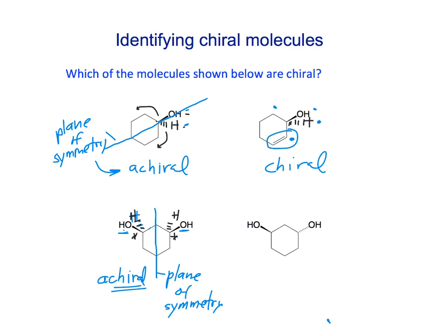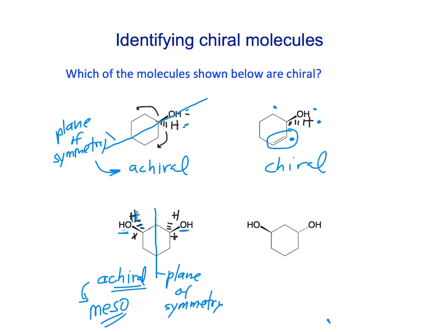This is a very special circumstance. A molecule that has more than one stereogenic center but is achiral is called meso. Meso, like miso soup. So we can have molecules with more than one stereogenic center that are still achiral.